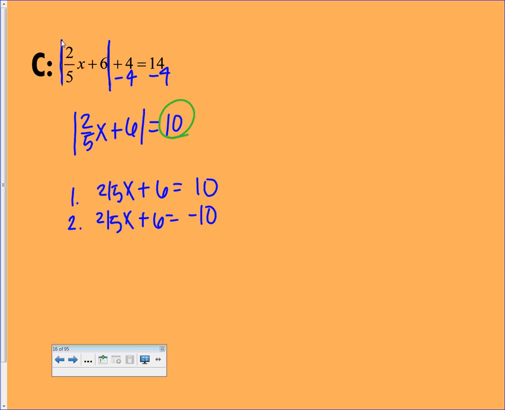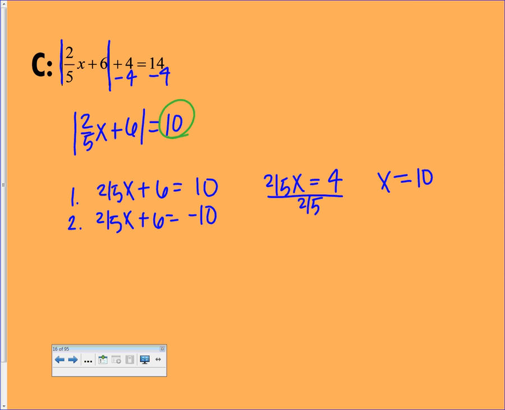Okay, that's a really important note to make for yourself. So if I solve these, I'm going to subtract 6, so I get 2/5 x equals 4. Okay, and then I would divide each side by 2/5 here. So I get x to equal 10.